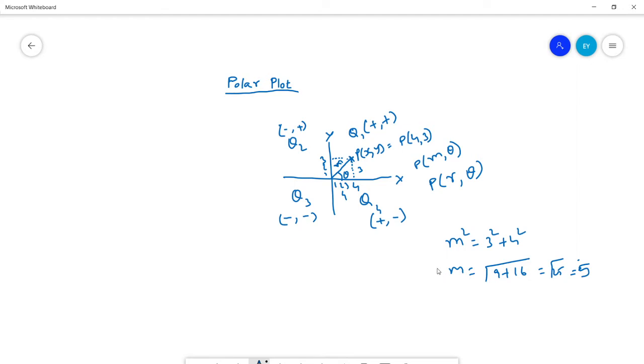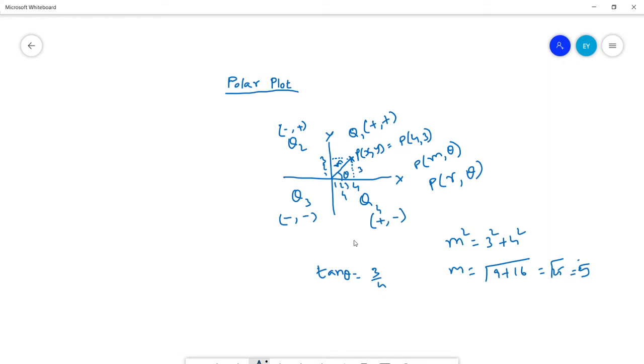If you want to know theta, from the laws of trigonometry, here the values we have are the opposite side and the adjacent side. If you know the opposite side and the adjacent side, what trigonometric function can you make use of to determine the angle? Tan theta, right? Tan theta is equal to 3 by 4.